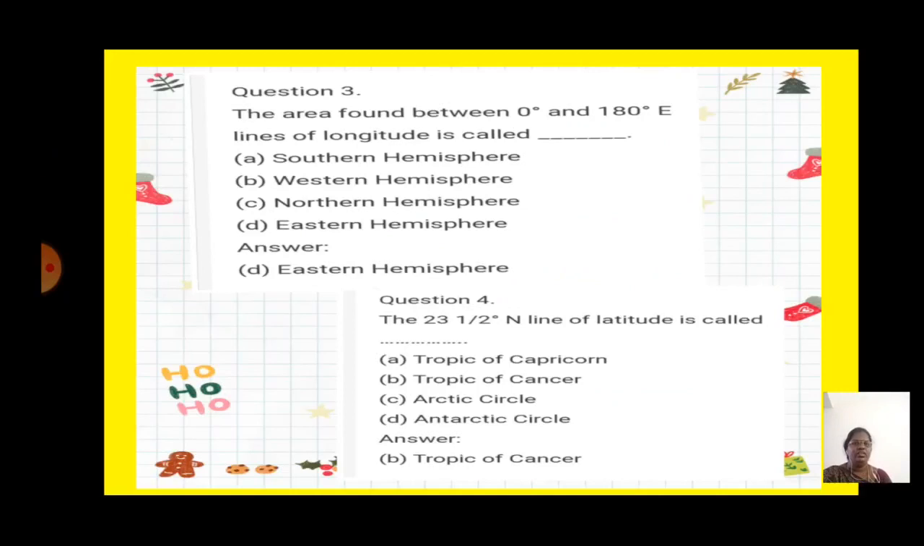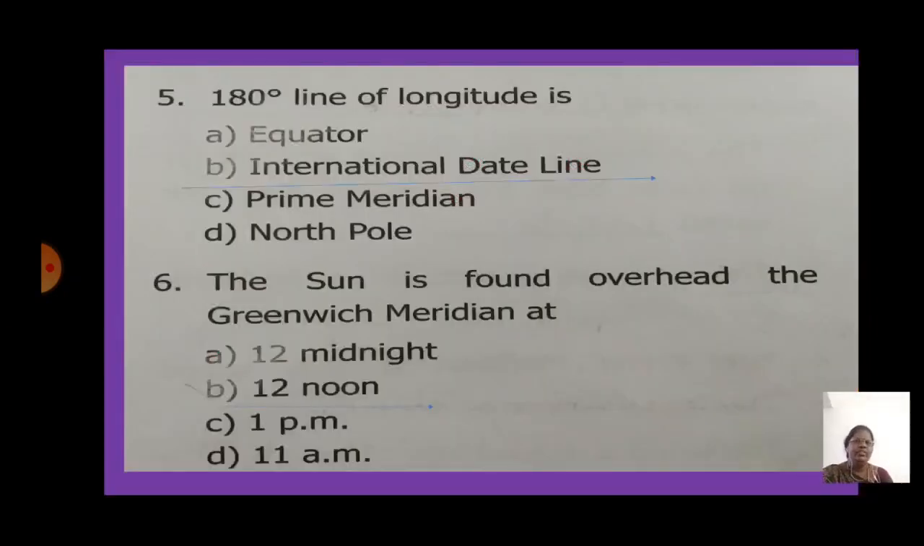And next, third question: the area found between 0 degree and 180 degree east lines of longitude is called dash. Your answer is eastern hemisphere. And fourth question: 23.5 degree north line of latitude is called dash. Tropic of Cancer, Tropic of Capricorn, Arctic Circle, Antarctic Circle. Your answer is Tropic of Cancer. Okay. Then fifth question: 180 degree line of longitude is dash. Equator, international dateline, prime meridian, north pole.